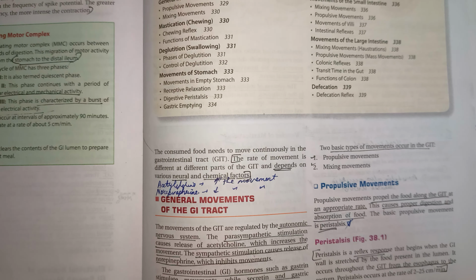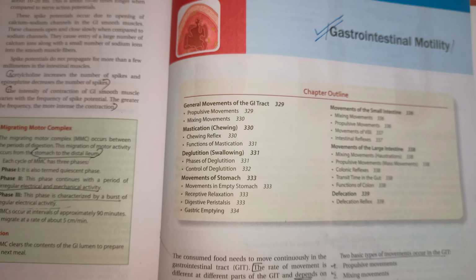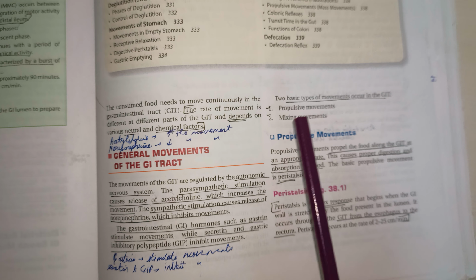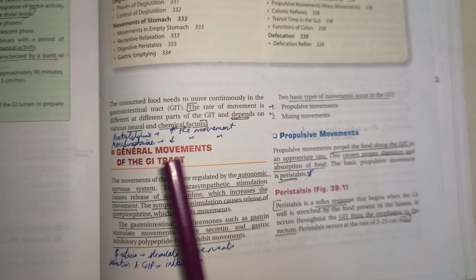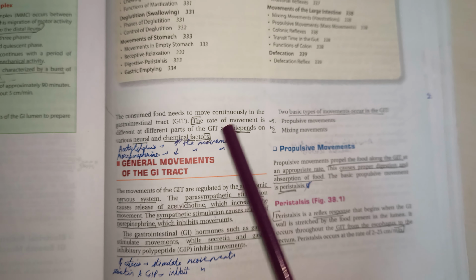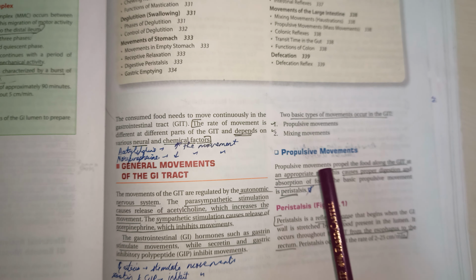The topics are these, the 6 topics. So let's get started with our first topic, phases of deglutition. First of all, the thing to be kept in mind is that there are two basic movements occurring in the GIT. They are propulsive and mixing movements.